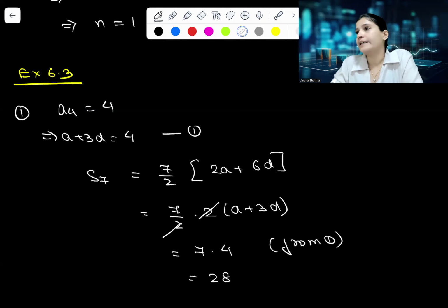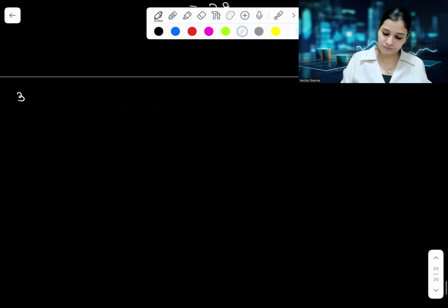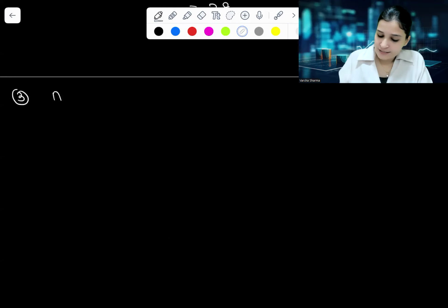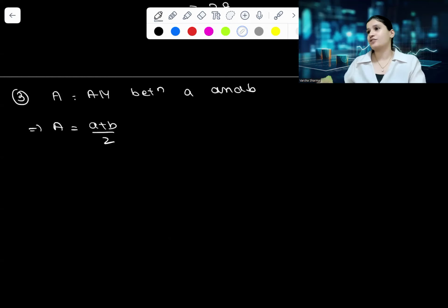Question number 2, Roman 1 and Roman 2 are identical to what we just did right now. Question number 3. If A is the arithmetic mean between a and b, then what would be the value of A? A equals (a plus b) by 2. Now put this value in LHS, and you'll have your RHS.